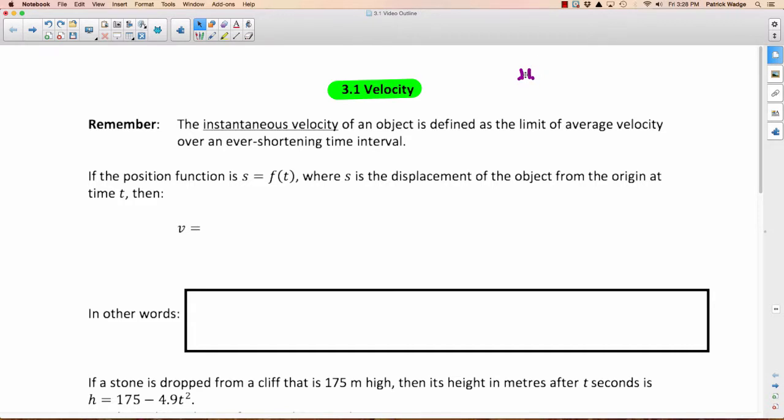How close do you want to get them? You want to get them as close as possible, but they can't actually be right on top of each other because you wouldn't be able to get the velocity in that case.